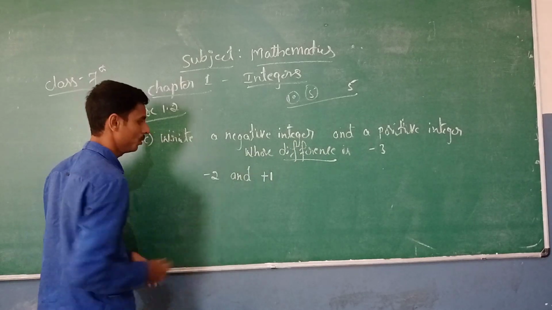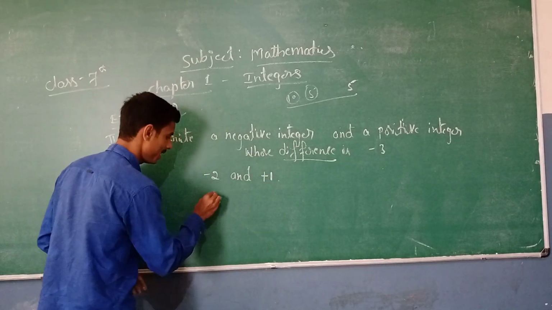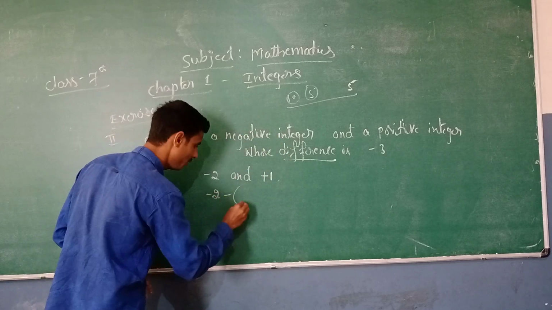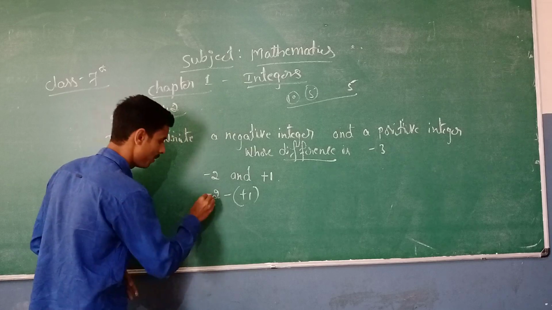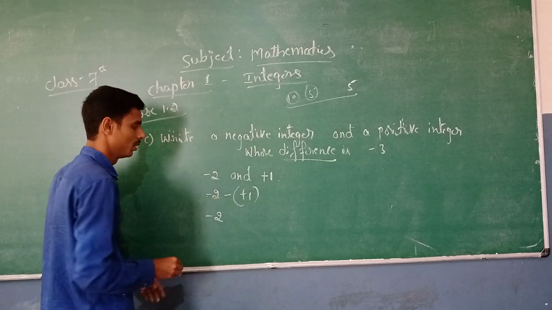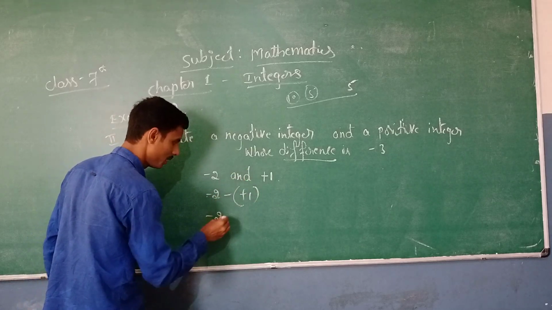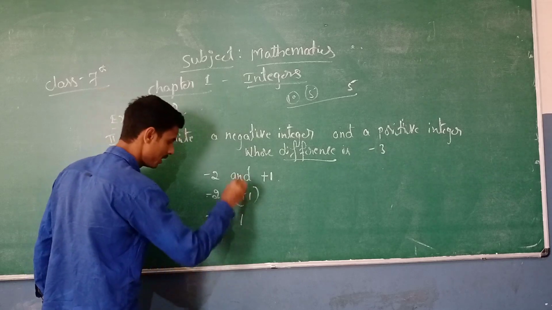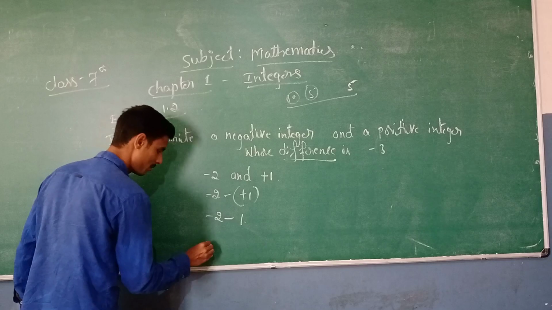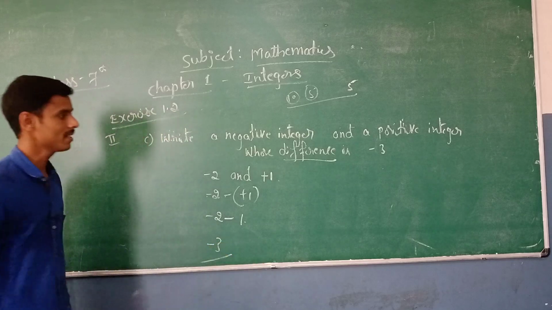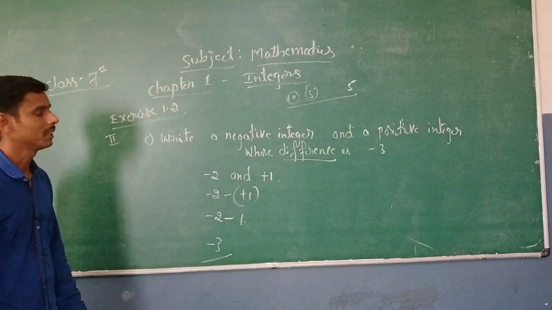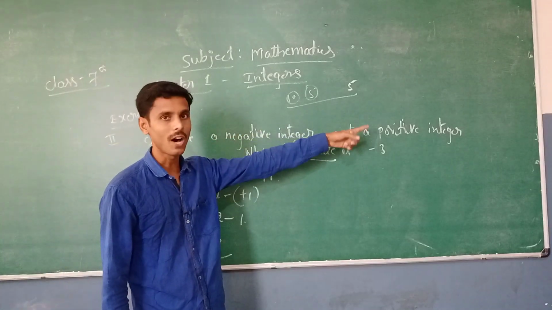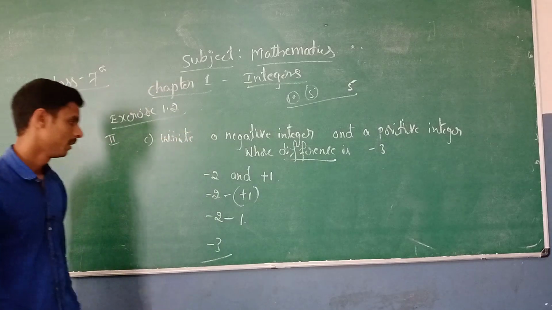So -2 and +1, let's check. -2, difference means minus of +1. So -2 minus of plus is minus into plus is -1. -2 -1 is -3. A negative integer and a positive integer.